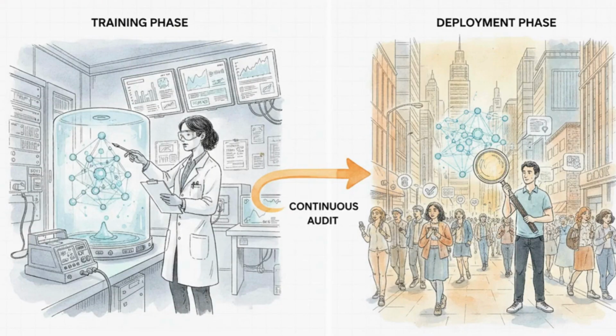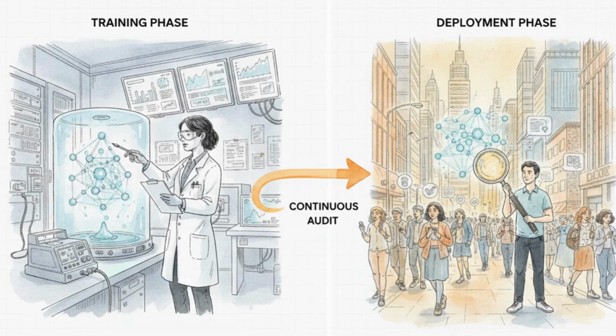Moving right along to Pillar 2, algorithmic audits. Because let's be real, you can't just assume your diverse data magically fixed everything. You have to test it. Conducting regular evaluations and bias audits is essential to spot and mitigate any skewed metrics or discriminatory patterns.